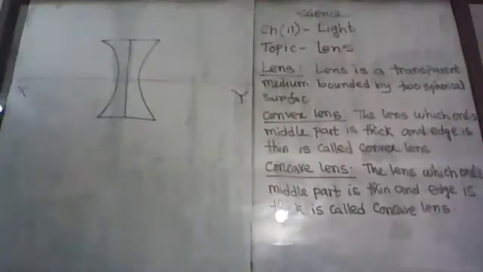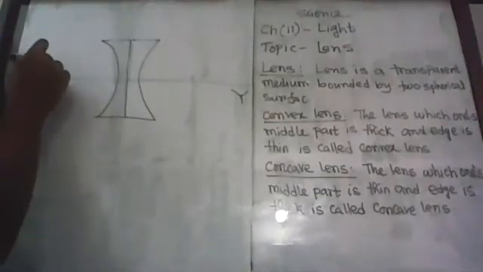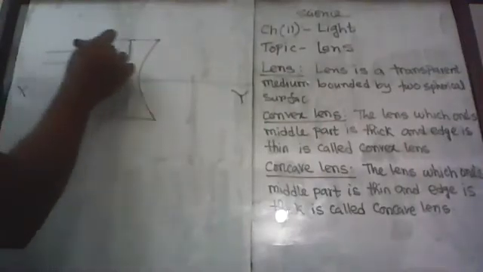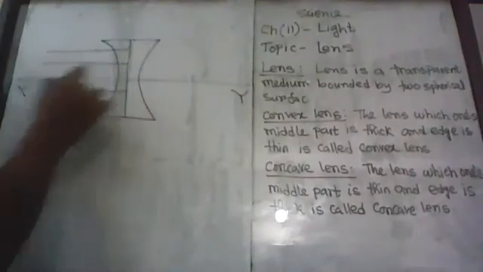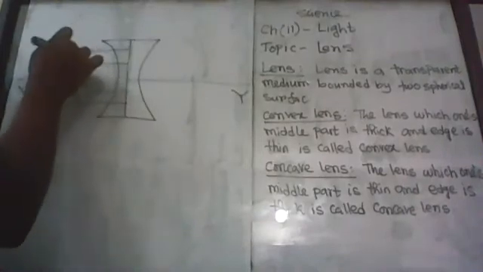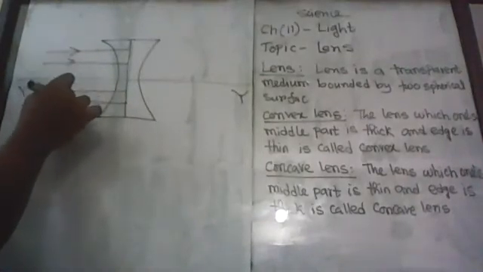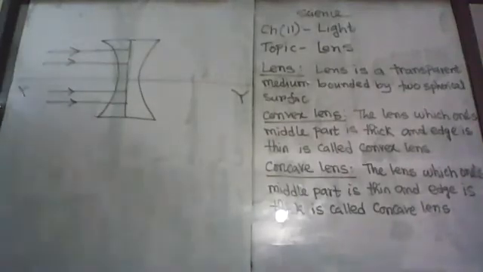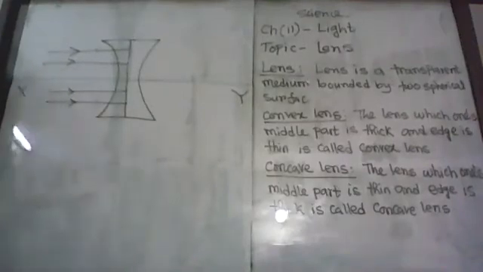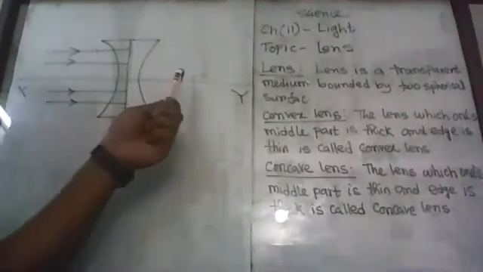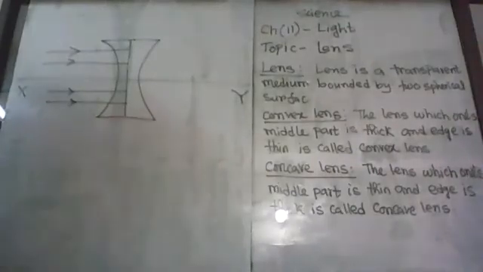Now, suppose some incident rays fall on this lens, and those are parallel to each other and also parallel to the principal axis. Now see what is happening here after refraction. In the previous case, all of the light coincided at this focus point.